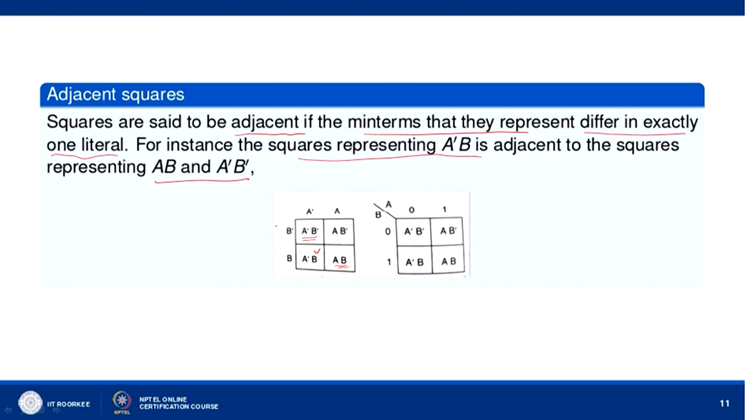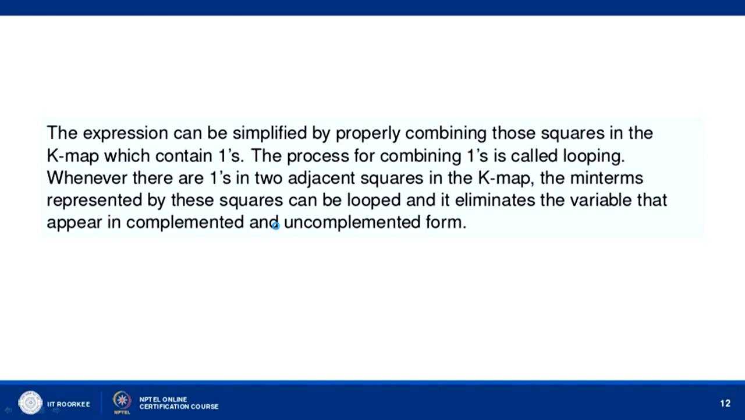Now, let us go to how to simplify the Boolean expression using Karnaugh maps. The expression can be simplified by properly combining those squares in the K map which contain 1s. The process of combining 1s is called looping. Whenever there are 1s in 2 adjacent squares in the K map, the min terms represented by these squares can be looped, and it eliminates the variable that appears in complemented and uncomplemented form.